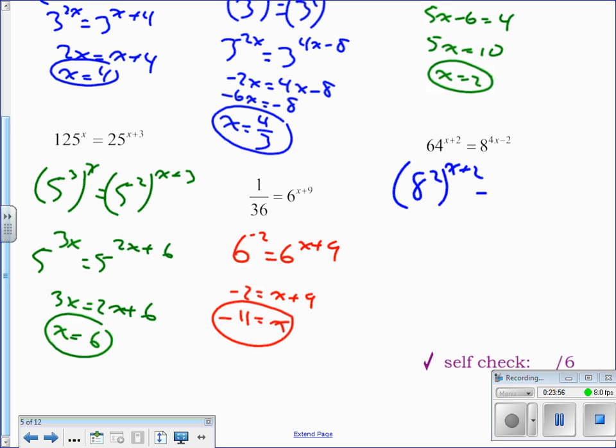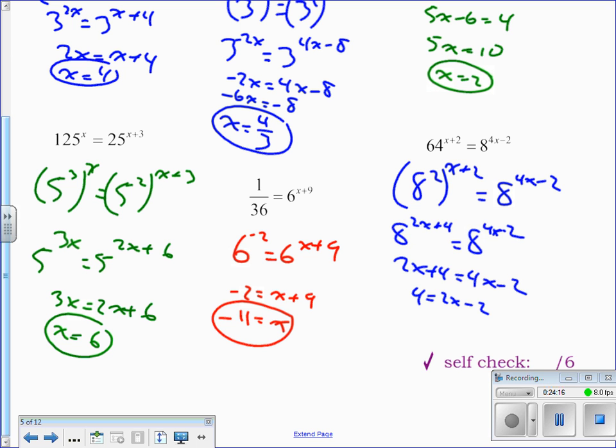x plus 2 equals 8 to the 4x minus 2. So I have 8 to the 2x plus 4 equals 8 to the 4x minus 2. 2x plus 4 equals 4x minus 2. Subtract 2x. 4 equals 2x minus 2. Add 2. 6 equals 2x. x equals 3.